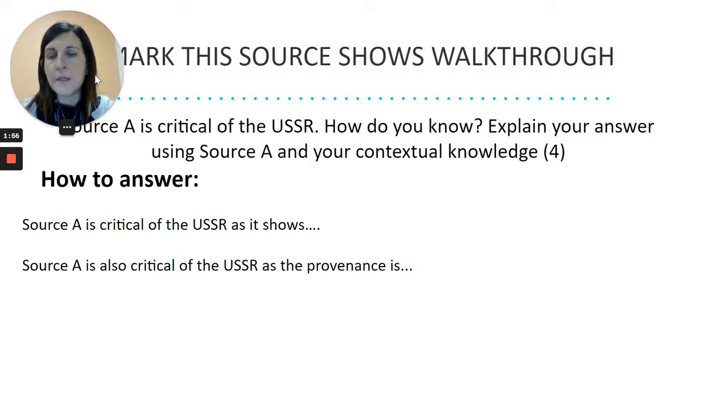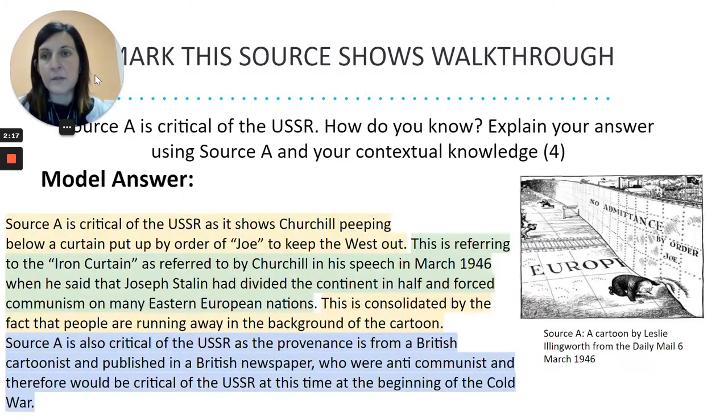So in order to answer this question, you need to write just 1 paragraph, but you do need to comment on 2 different things. So source A is critical of the USSR as it shows, and that's where you talk about the content of the source. And source A is also critical of the USSR as the provenance shows, and that's where you refer to the background of the source. So here's a model answer.